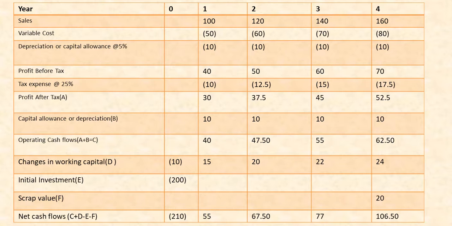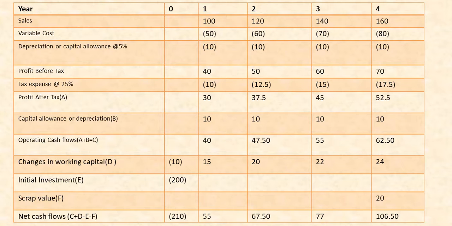Now comes the proper part which I was talking about, the relevant and irrelevant cash flows. If you remember, in the last class I told you that depreciation is an irrelevant cash flow. That means it has to be added back to calculate these cash flows. Since depreciation is just an accounting entry, we will add back these capital allowances to our profit after tax. Adding that to the profit after tax, we get the operating cash flows.